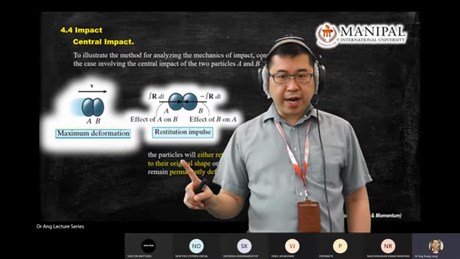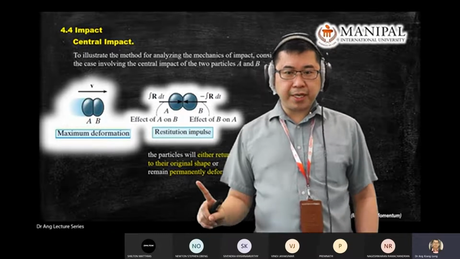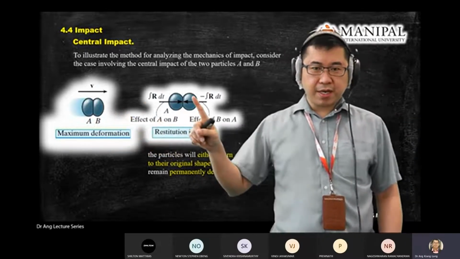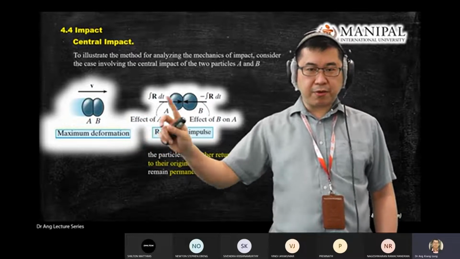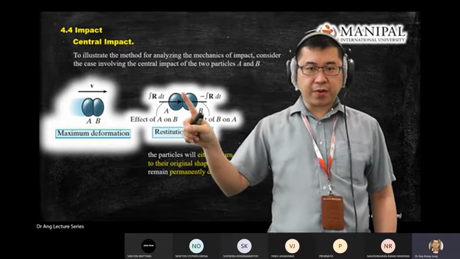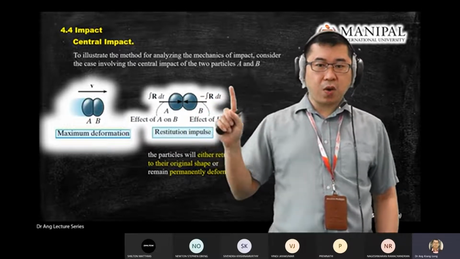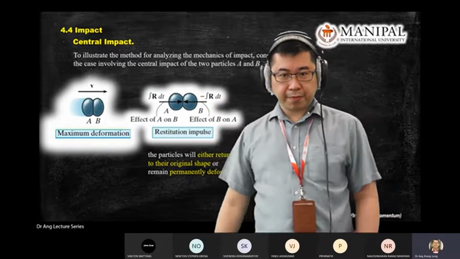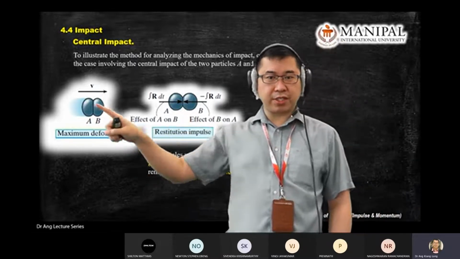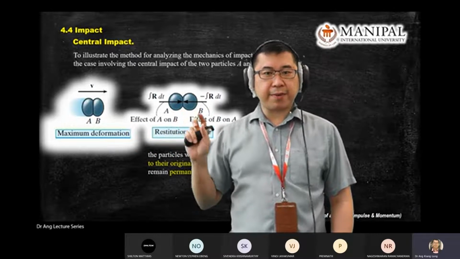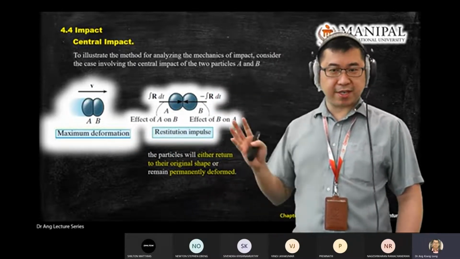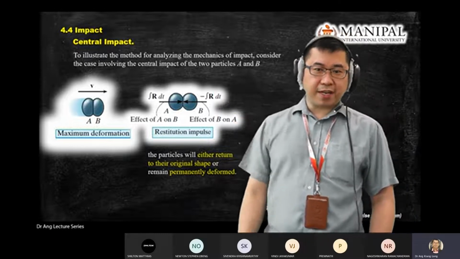There are two scenarios: either they return, or they permanently deform, meaning they will stay in this shape. After maximum deformation, there are two scenarios. Either, like a spring, they will return to their original shape, or they permanently deform. If the energy is too large, the particle will break, but that falls outside our module. There is another chapter for that.